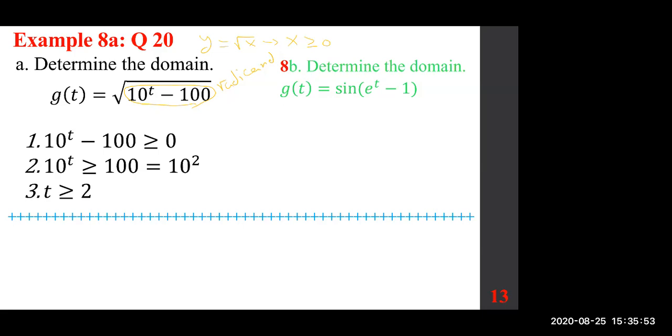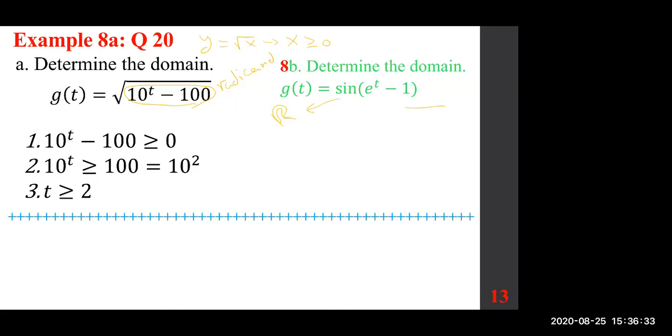Part B, in order to find the domain, we are looking at really a composite function in essence. You can think of g as sine of f of t, and f of t is e to the power of t minus 1. This is a composite function. So when you're looking at a composite function, you look at the shell, which is a sine. Remember, the domain for sine is all real numbers. The sinusoidal functions don't have any restrictions when it comes to their domain. So sine has a domain that is all real numbers.